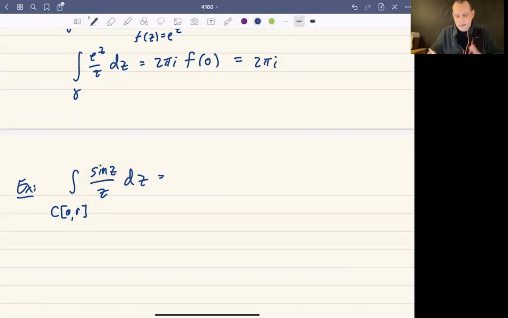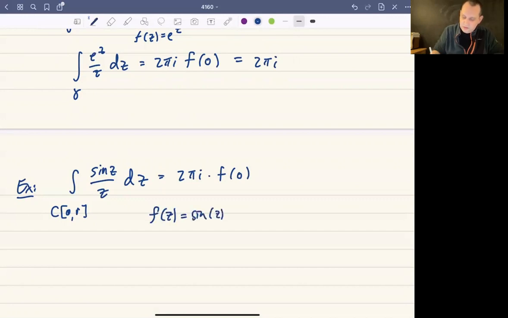Everything is fine. So what's going to happen is we're going to get 2 pi i times f of 0, where f of z is sine of z. And of course, sine of 0 is 0. So it turns out that this integral is still going to be 0. Okay, and so yeah, some examples of Cauchy's integral formula. I don't really have too much more that I want to say here.